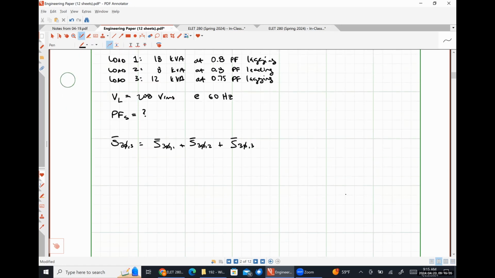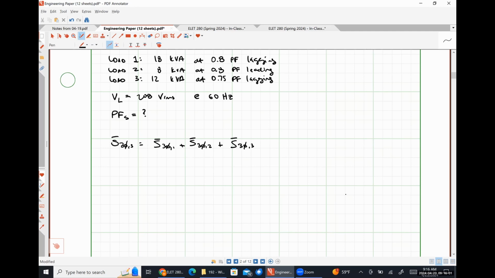So this begs the question, how do we find the complex power absorbed by load one, load two, and load three? And it's all going to be literally the exact same process because we were given apparent power for each of these loads, and we were given the power factor for each of these loads. So this one doesn't even have a curveball in it.